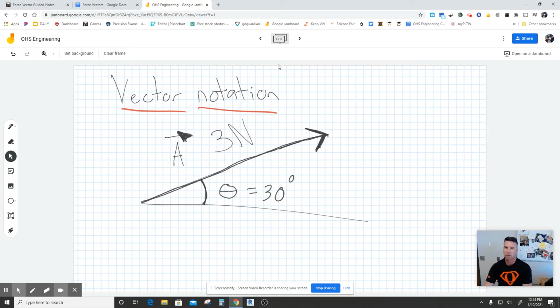With vectors, for our notation for a vector quantity, we always draw a little arrow above the vector's name. So this would be vector A, and its magnitude would be 3 newtons in this case. If you're not familiar with our symbol for theta, that just shows our angle. We often see this as theta, and then theta equals 30 degrees.